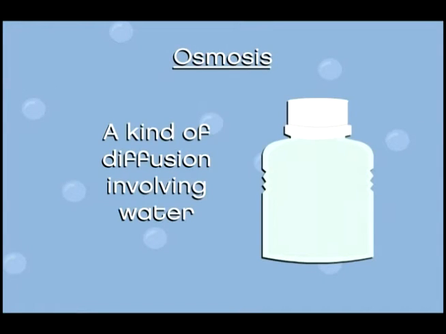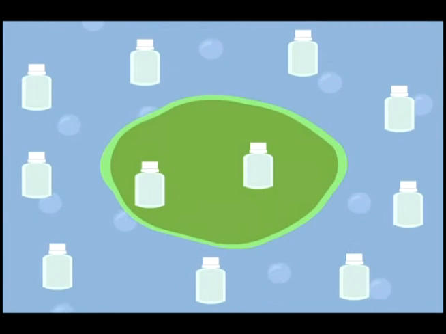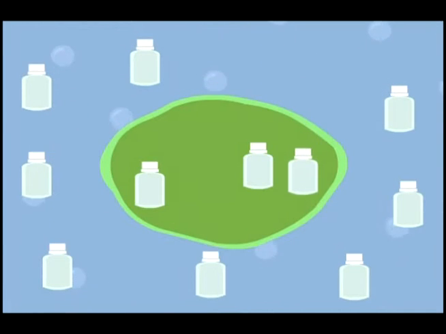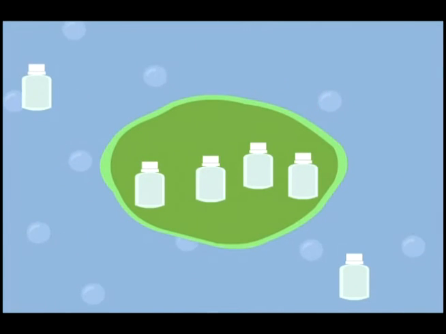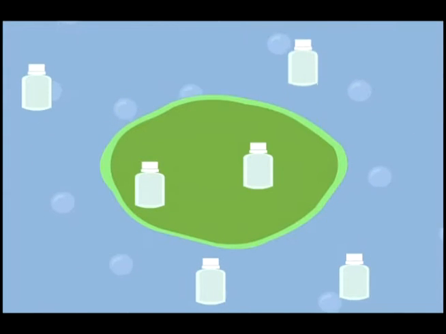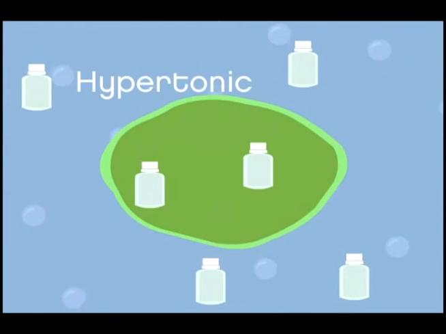Now the food coloring is diffused throughout the water. Okay, now osmosis. Osmosis is a special kind of diffusion involving water. If there's a higher concentration of water on the outside of the cell, water moves across the plasma membrane and into the cell. This is a hypotonic solution. If there's a higher concentration of water on the inside of the cell, water moves across the membrane and out of the cell. This is a hypertonic solution. These are examples of osmosis.